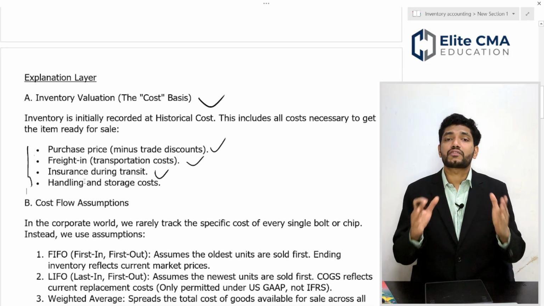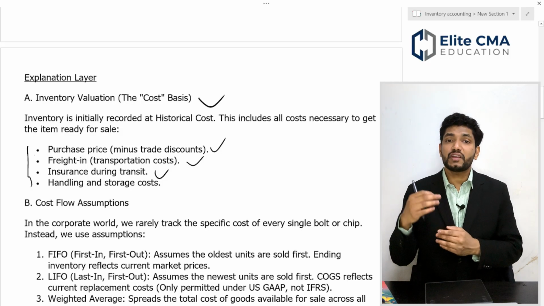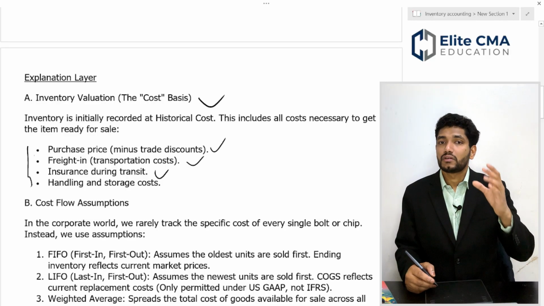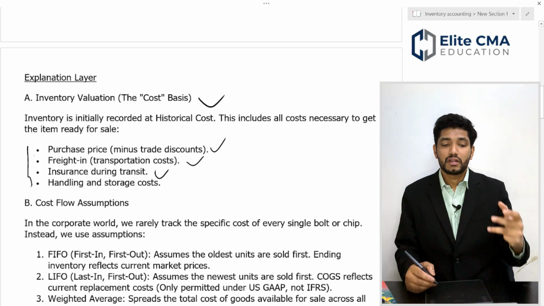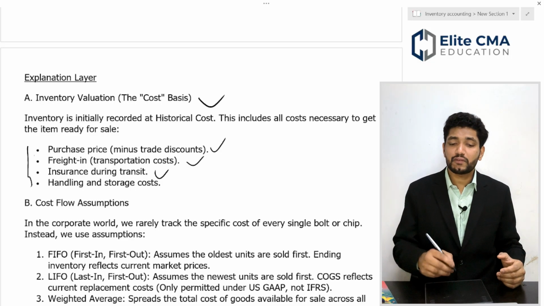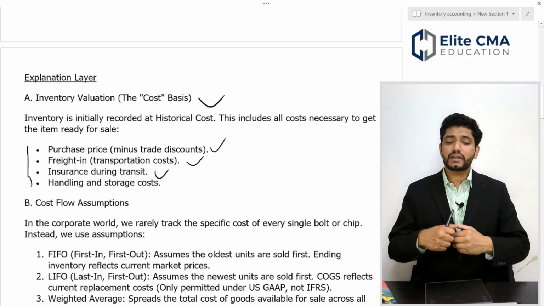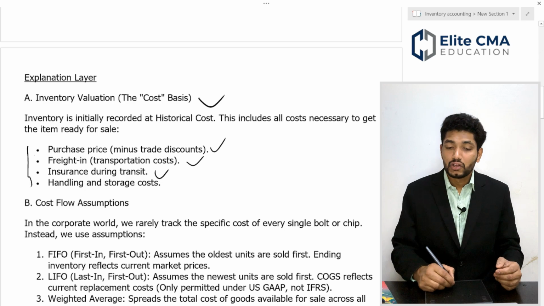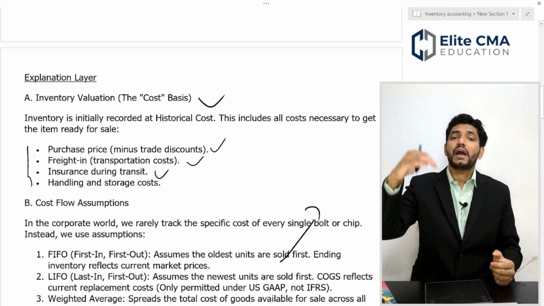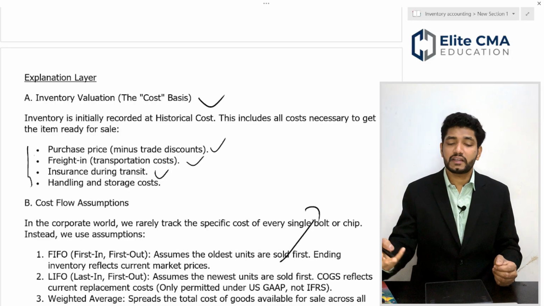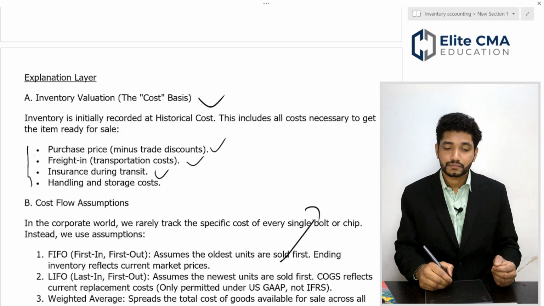Then the cost flow assumptions, which we discussed before. There are 3 key assumptions: first in first out, last in first out, and the weighted average method. What is first in first out? In FIFO, you assume that the oldest units are consumed or sold first. So the oldest inventory is reflected in the cost of goods sold, and the latest purchases remain in the ending inventory.